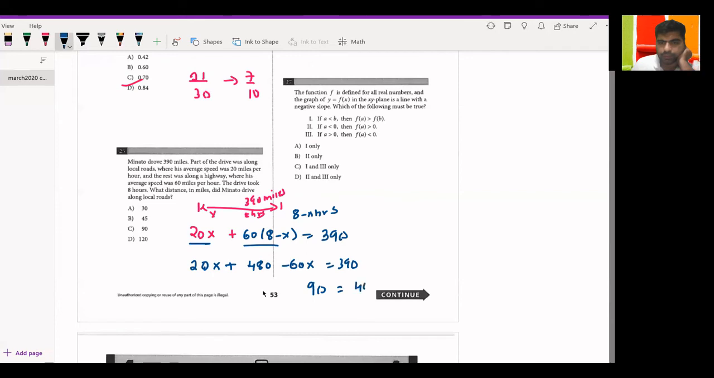and that equals 40x. x is 90 by 40, or 9 by 4 hours. The local road distance is 20x, so 20 multiplied by 9 by 4. 5 times 9 is 45.